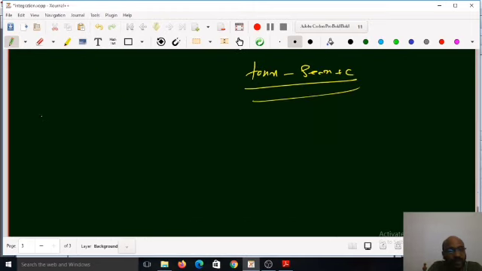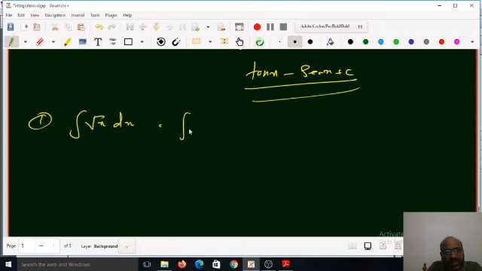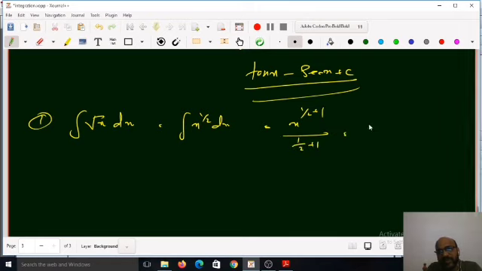We can do some more problems. What is integration of root x? Just compare with the standard formulas. Root x is just like x raised to 1 by 2, x raised to n formula. Okay, x raised to n means x raised to n plus 1 by n plus 1. So it will be x raised to 1 by 2 plus 1 by 1 by 2 plus 1. That is x raised to 3 by 2 by 3 by 2 plus c.